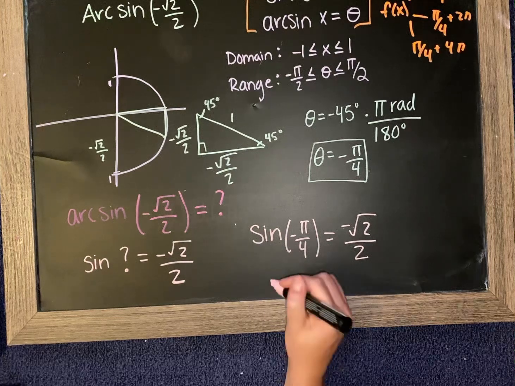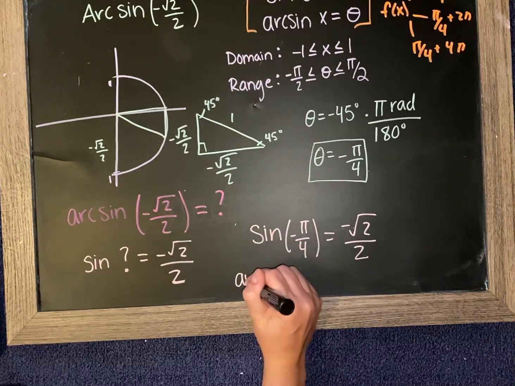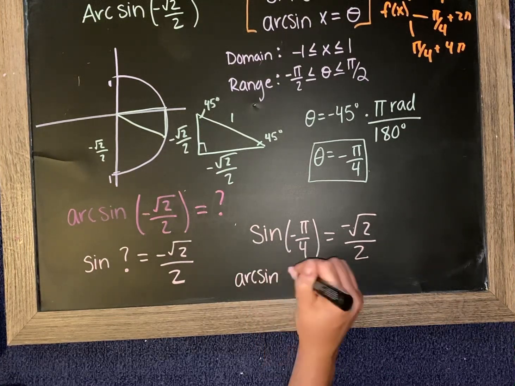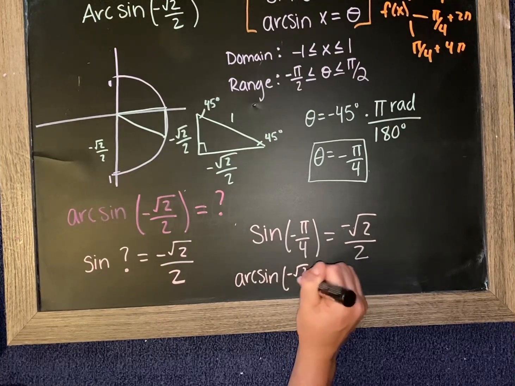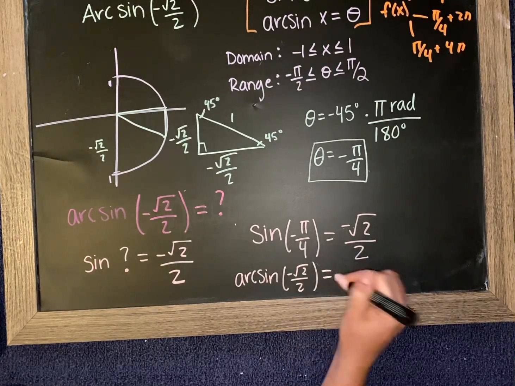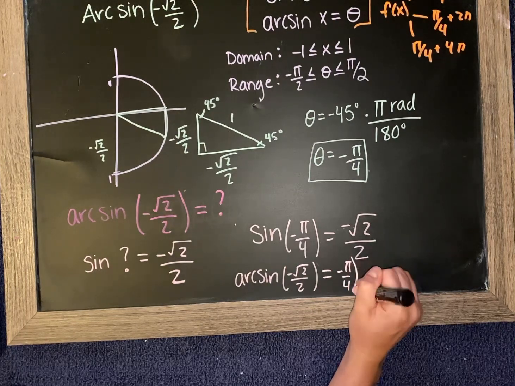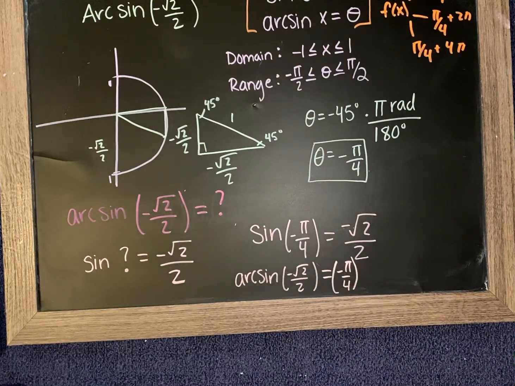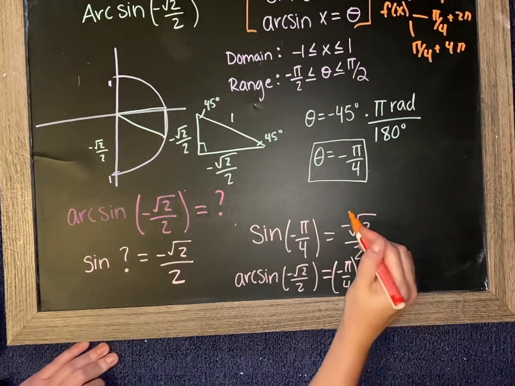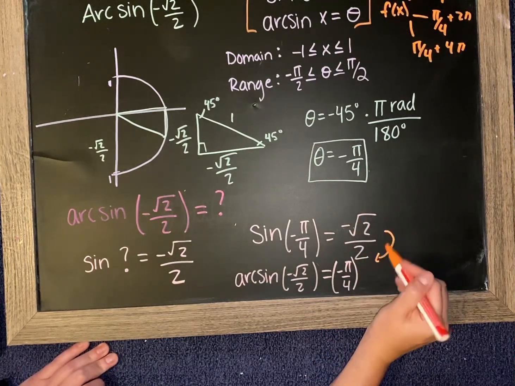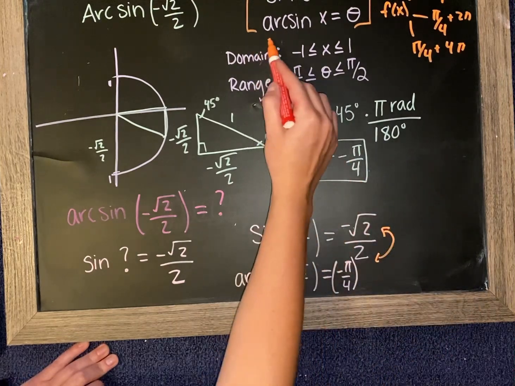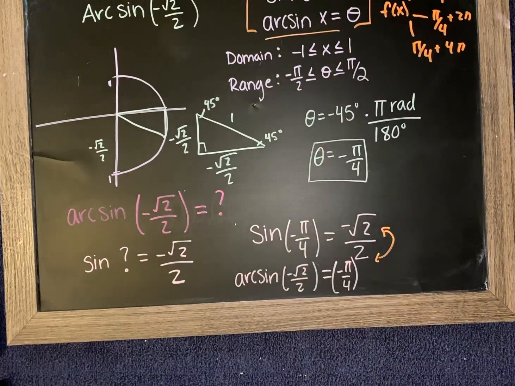And so then you have arcsine of negative root 2 over 2 equals negative pi over 4. Sorry guys, I know those are a little close together, but for this you're using the rule that we have up here. So I hope that helps. I hope that makes this a little bit more clear.